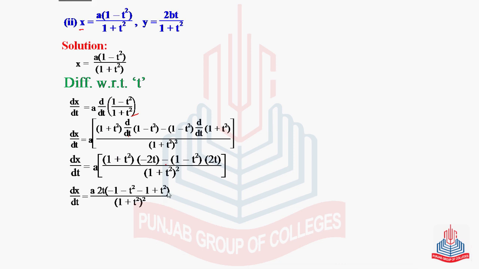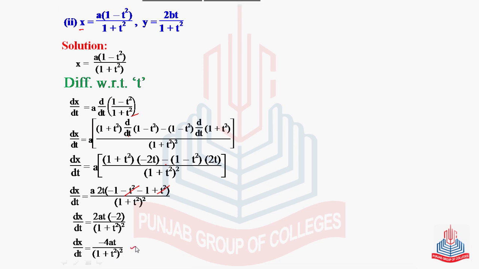This minus t square plus t square will be cancelled out, and we have 2at times minus 1 and minus 1, which will become minus 2, divided by (1 plus t square) whole square. Finally dx by dt is minus 4at divided by (1 plus t square) whole square. So this is dx by dt.